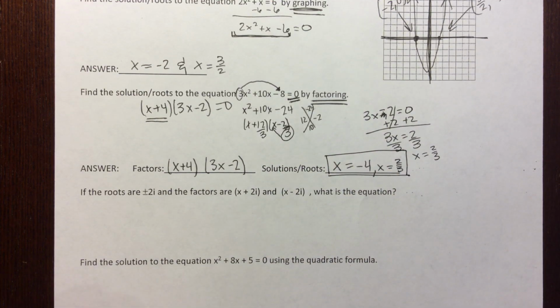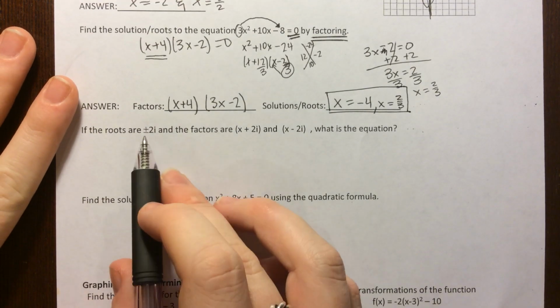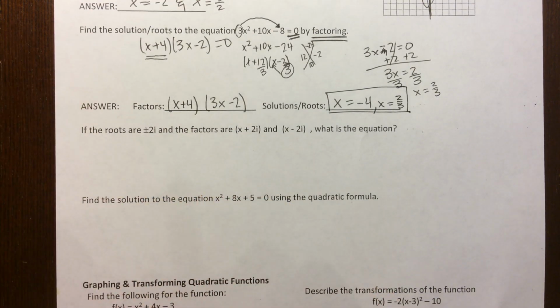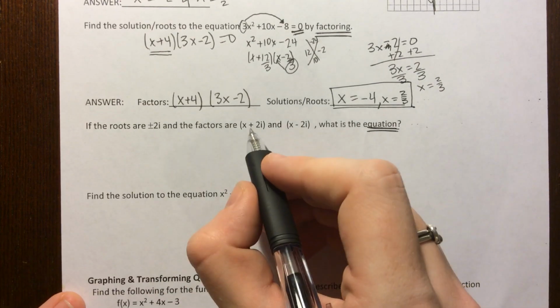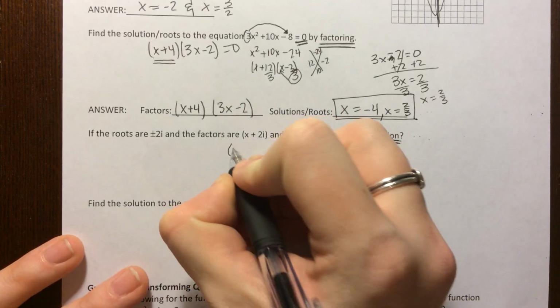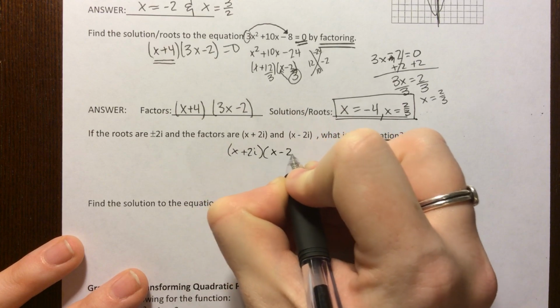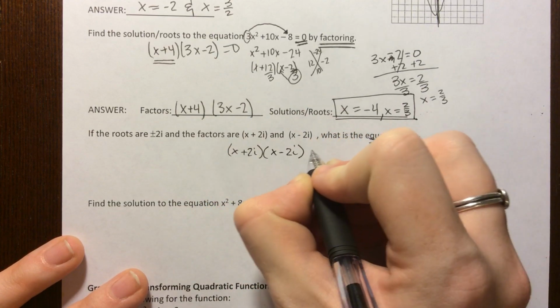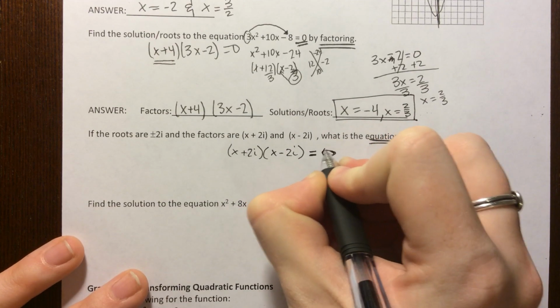Okay. If they tell you what the roots are, say positive and negative 2i, and it asks what the equation is, you take the factors and you FOIL. Okay, we got an x plus 2i times an x minus 2i. And for the equation, it has to equal 0. That's where we get the equation equals 0.